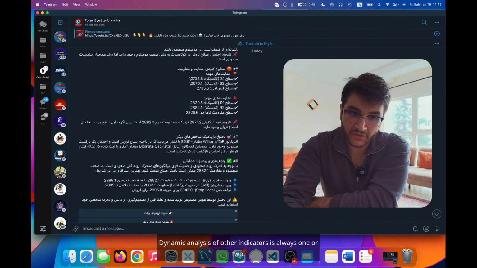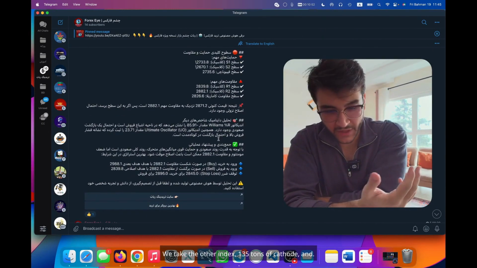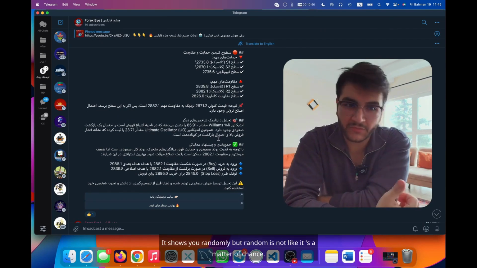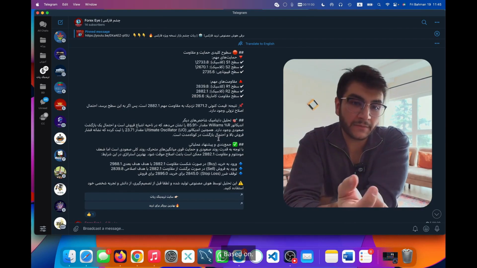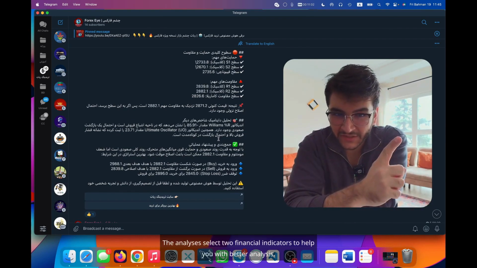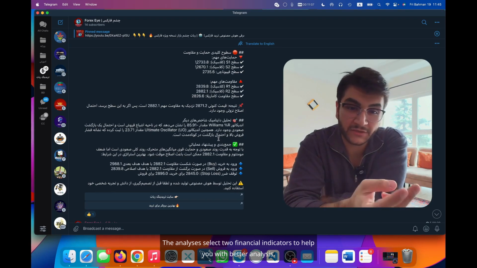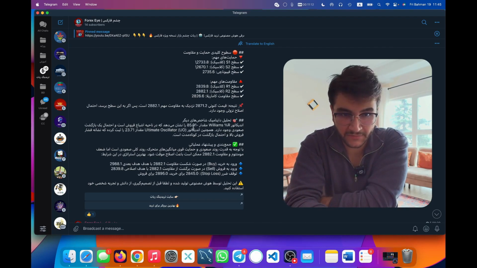This is one style of analysis. Dynamic analysis of other indicators is always one or two. We take the other index, and it shows you randomly. But random is not a matter of chance; it's based on the analyses. Select 2 financial indicators to help you with better analysis. For example, William R. said this here, and now the development team says this.